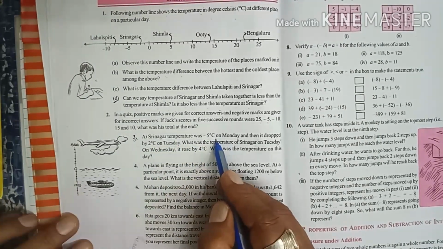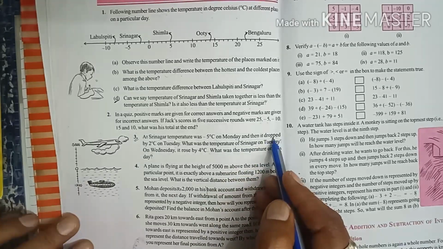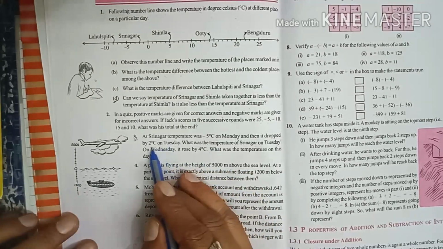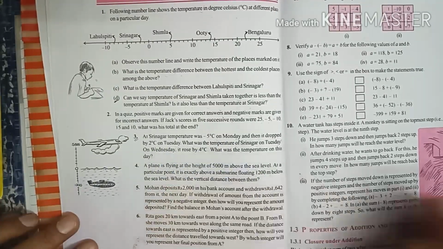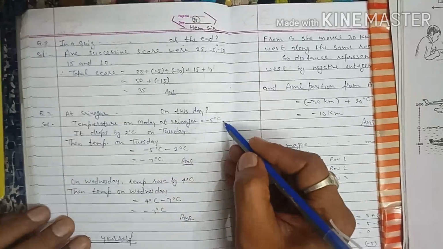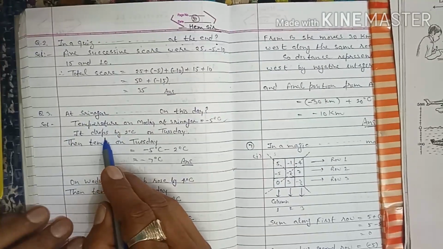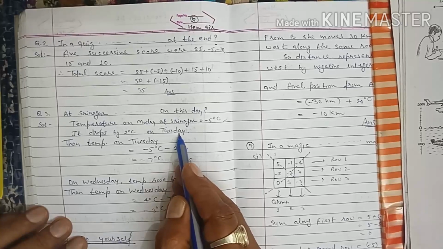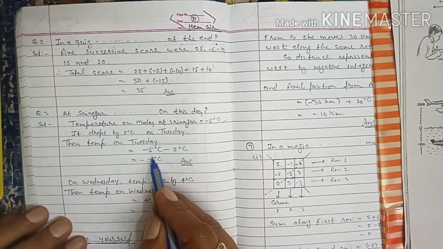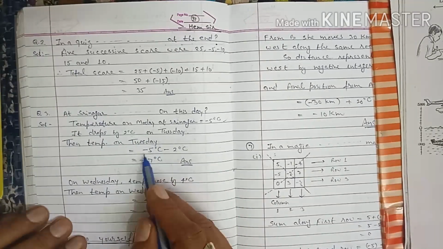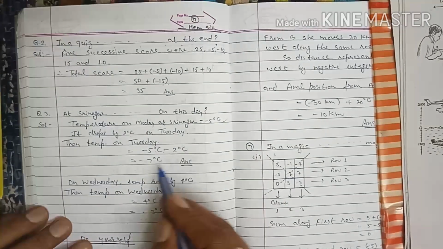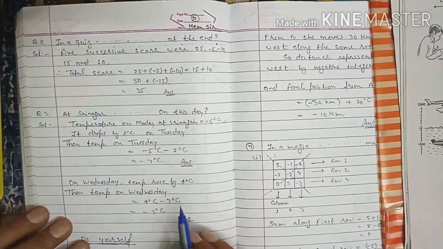Temperature of Srinagar is -5 on Monday. Then it dropped. Dropped means the temperature has decreased. Then the solution of this question. Temperature on Monday at Srinagar is -5 degrees centigrade. It drops by 2 degrees centigrade on Tuesday. Then the temperature on Tuesday: -5, the temperature on Monday, and on Tuesday it is dropped. Then -5 -2, that is -7 degrees centigrade.